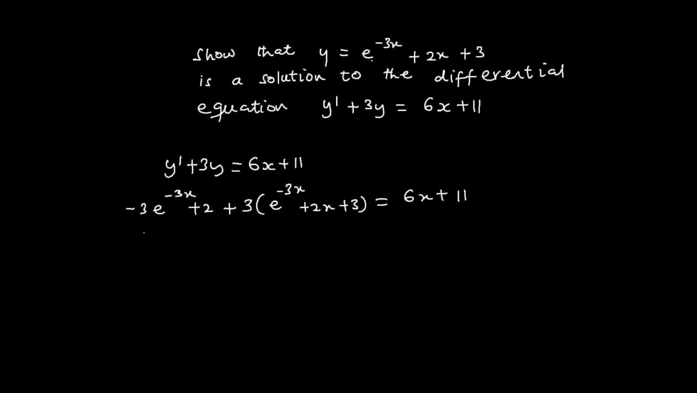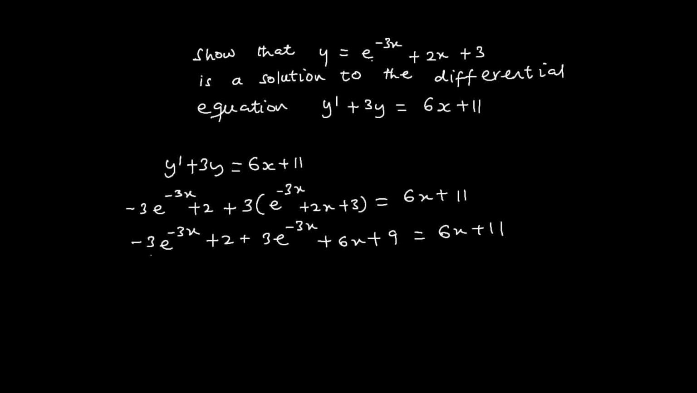So further simplifying this, how about minus 3 e to the power of minus 3x plus 2. Now I'm going to eliminate the bracket by distributing this 3 to the values in the bracket. So that gives 3 e to the power minus 3x plus 6x plus 9. And it should be equal to 6x plus 11. I'm going to find out whether it will be true.